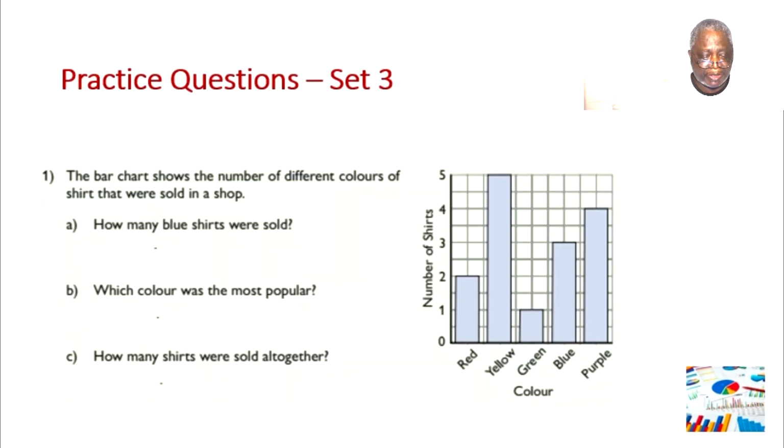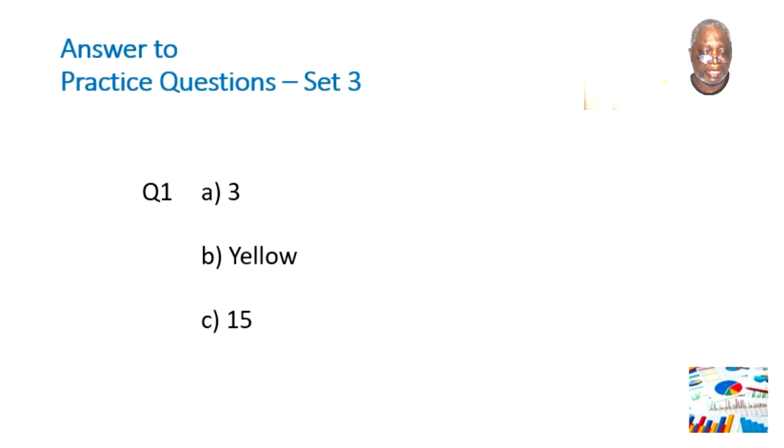Practice question set 3. The bar chart shows the number of different colors of shirts that were sold in a shop. A. How many blue shirts were sold? B. Which color was the most popular? And then C. How many shirts were sold together? All of this information can be derived from the bar chart you're seeing on the right. Look at it, study it, and answer the questions. And those are your answers. Question 1A, 3. B, yellow, and then C, 15, the total.